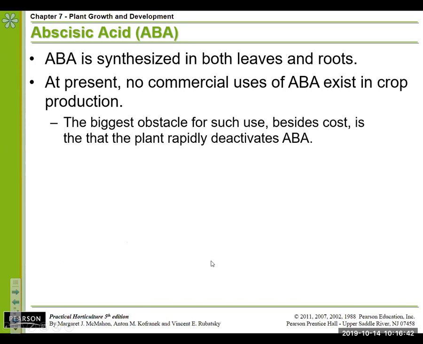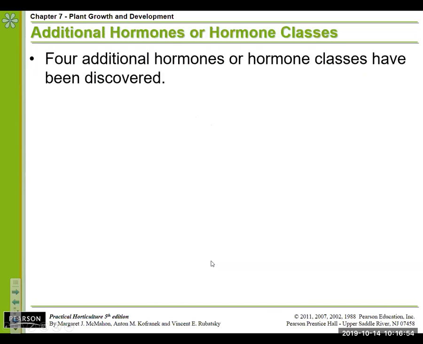Abscisic acid is synthesized in both leaves and roots. And currently, there are no large commercial uses of abscisic acid in crop production. However, it's important just to know what role it has in the life cycle of plants.